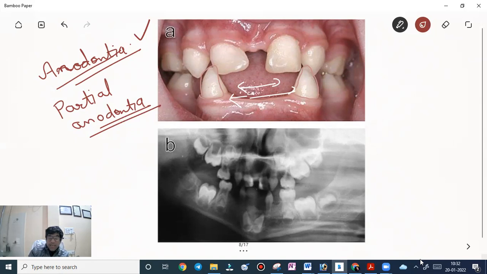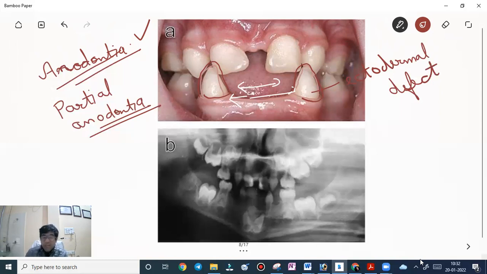Now, what would be the teeth appearance? Let us discuss that. The teeth would be cone-shaped in appearance. So these are the cone-shaped teeth. Now, the next question that clicks on your mind is why the teeth are cone-shaped? Why? Because of the ectodermal defect, or ectodermal abnormality.